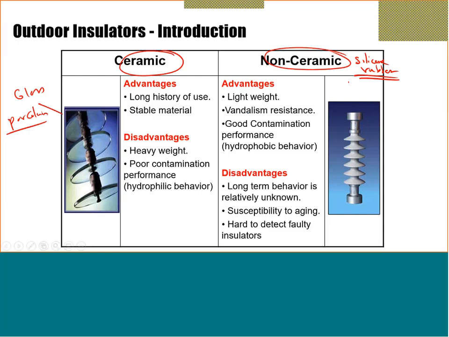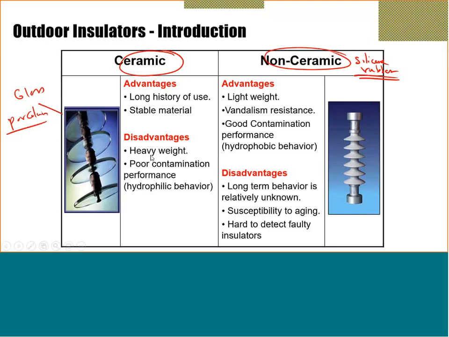Okay. Now each one has advantages and disadvantages. Ceramic has a very long history of use, more than 100 years. It is a very stable material. So if there's an arc on the surface, this is a glass insulator, but it could also be ceramic. It is a very stable material. On the other hand, they have certain disadvantages.